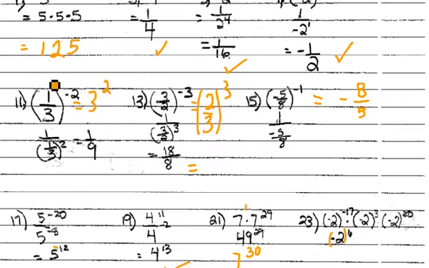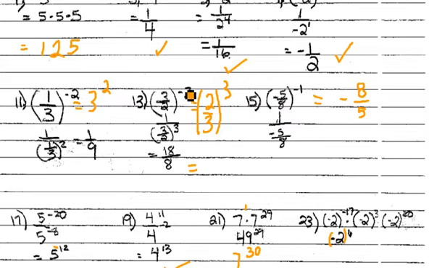Let's look at some of the other questions, like 11. We have 1/3 to the power of negative 2. Well, the negative means we take the reciprocal of 1/3, which is 3, and then we take it to the exponent of 2 instead of negative 2. And of course 3 squared is 9.